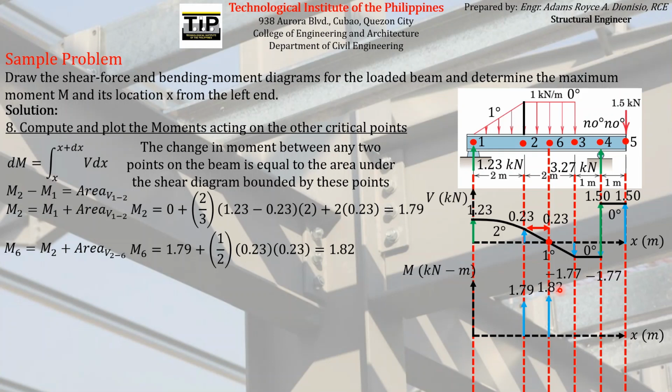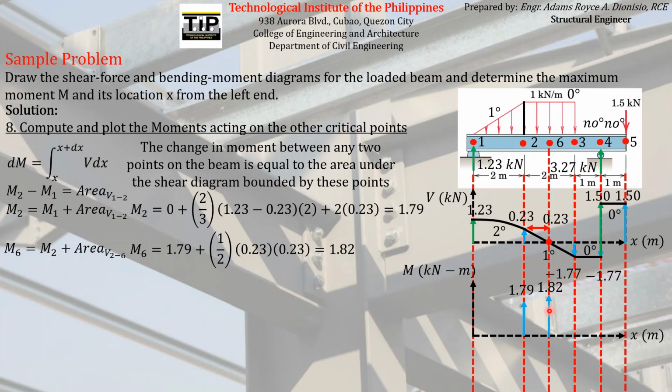So again, like what I've said before, you can notice that the maximum bending moment is located at the same location as the zero shear force. So they are at the same location, as verified on this graph.